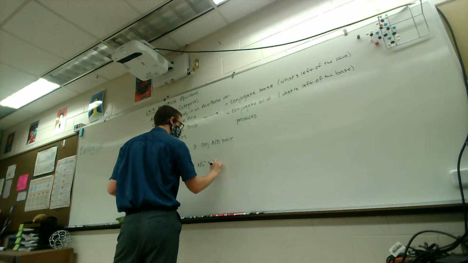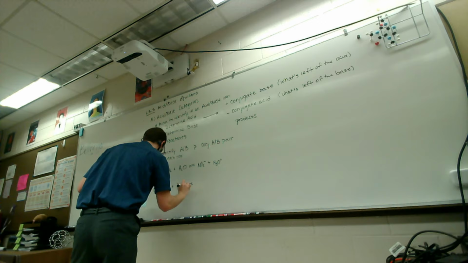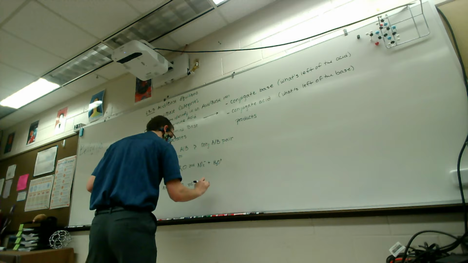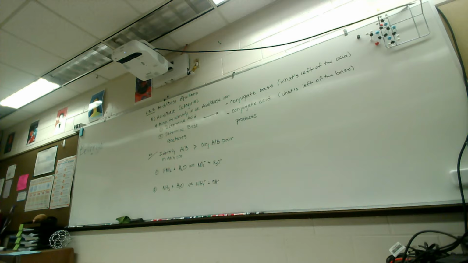Okay. And then the second reaction is going to be NH3 or ammonia plus H2O yields NH4 plus, or ammonium, plus OH minus. So go ahead, label the acid, the base, and the conjugate acid and the conjugate base, and see what you get.